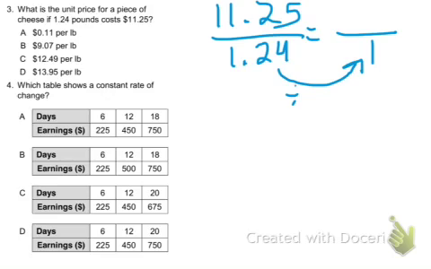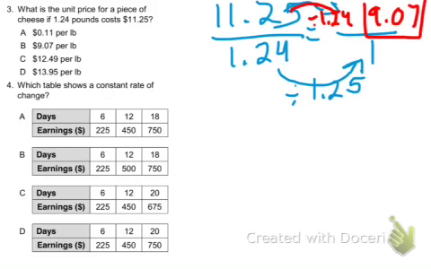Simply divide by 1.24 on the top, and do the same thing on the bottom. Divide by 1.24, and you get 9.07. Answer number 1 is B.